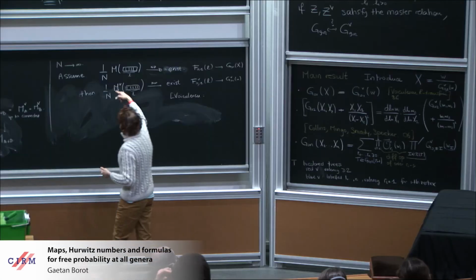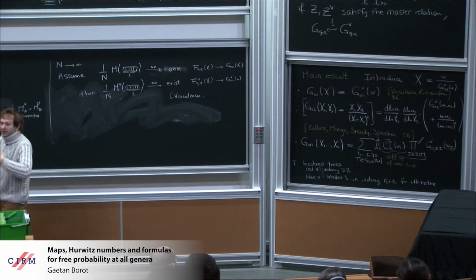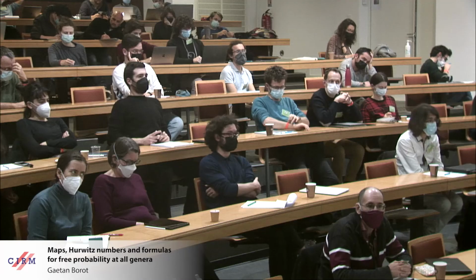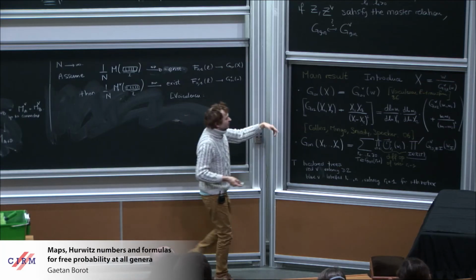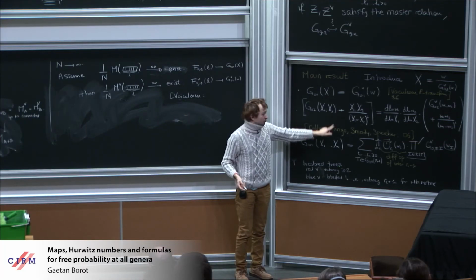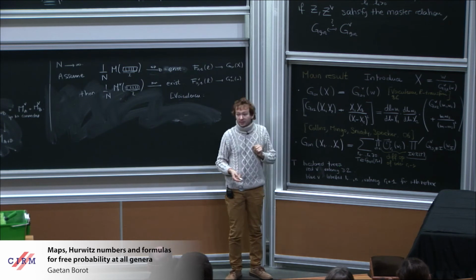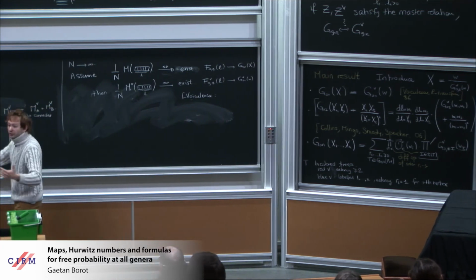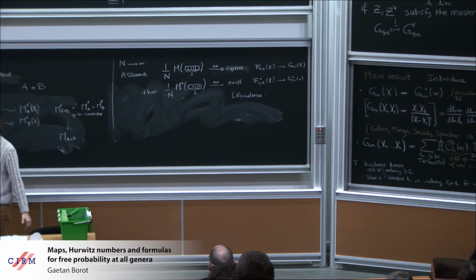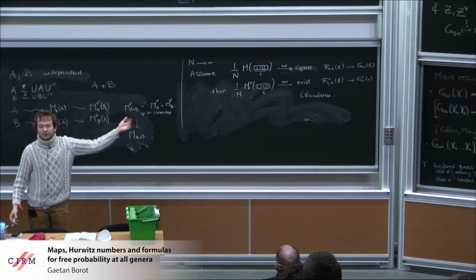If you assume now that not only is there a law of large numbers, but also that the covariance exists in the large n limit, then you can speak of things with two rows. And in the large n limit, you're going to get this formula. That's what Collins, Mingo, and Speicher did. If now you want to understand the whole topological expansion for these matrix models, you have to use these other formulas.